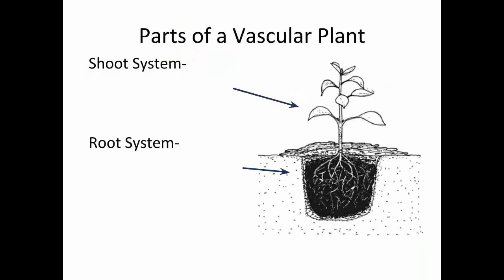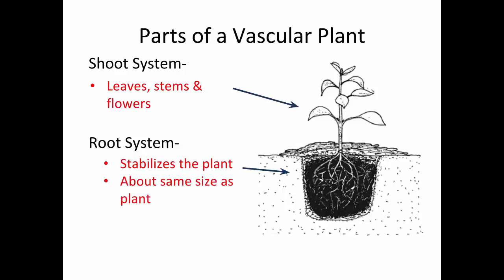So when we think about a plant, when we think about its different parts, vascular plants have the root system and the shoot system. The parts that are generally above ground, okay? Leaves, the stem, flowers are the shoots of the plant. And then the underground portions are the roots. They anchor the plant in place, so it's stable.